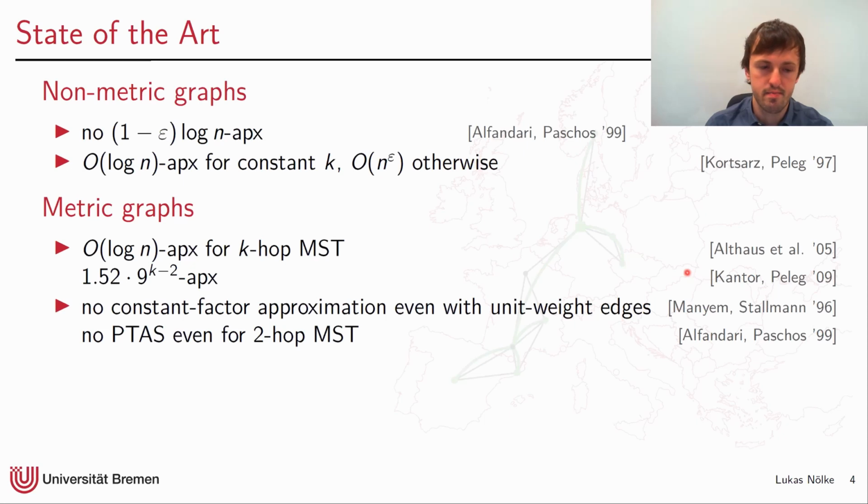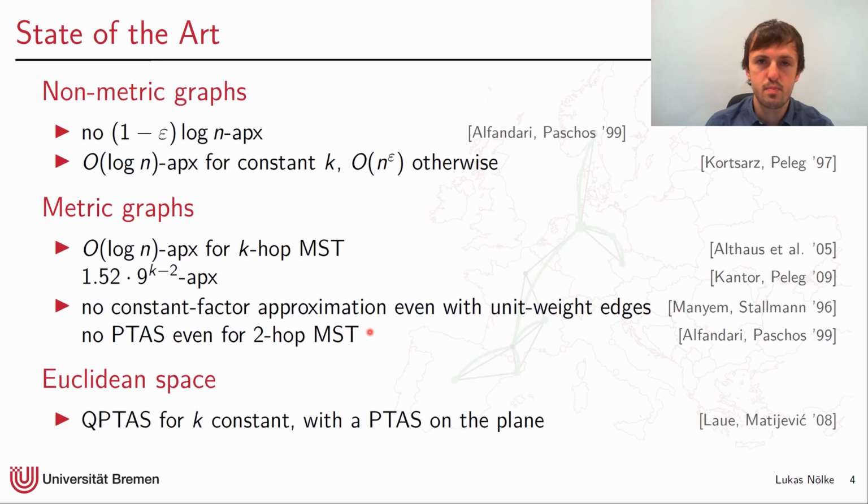We have also lower bound results due to Manyem and Stallmann, saying that no constant factor approximation can be achieved, even with unit weight edges, unless P equals NP. And also due to Alfandari and Paschos, there cannot be a PTAS even for 2-hop MST, unless P equals NP. However, for the Euclidean space, there is a QPTAS known when k is constant, and when we are on the plane, this yields a PTAS.